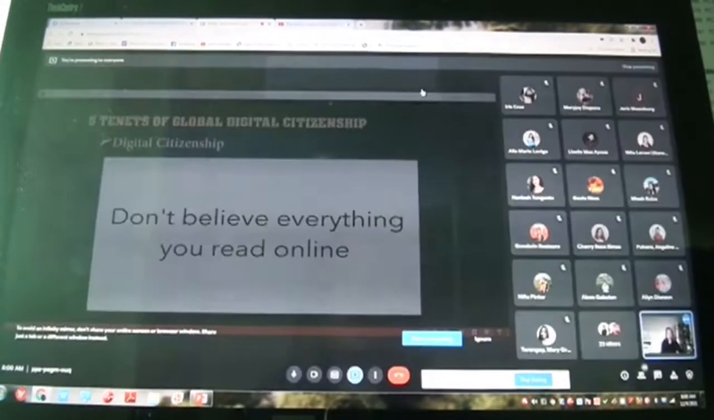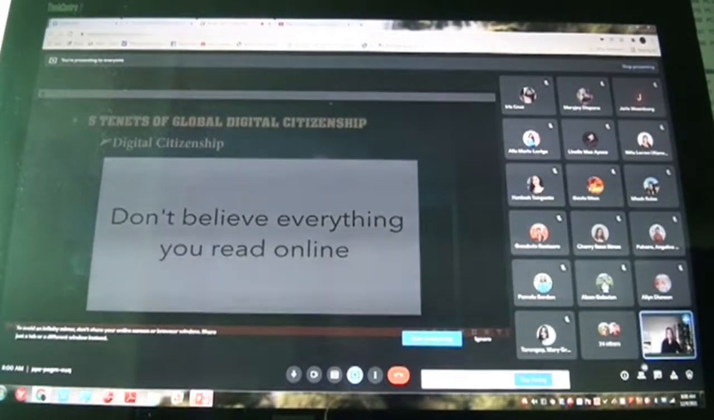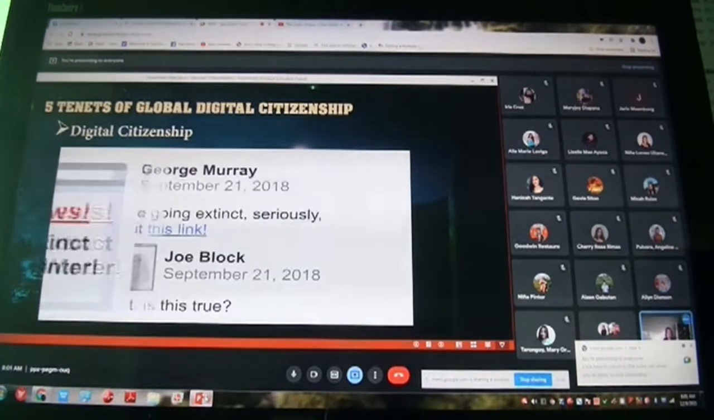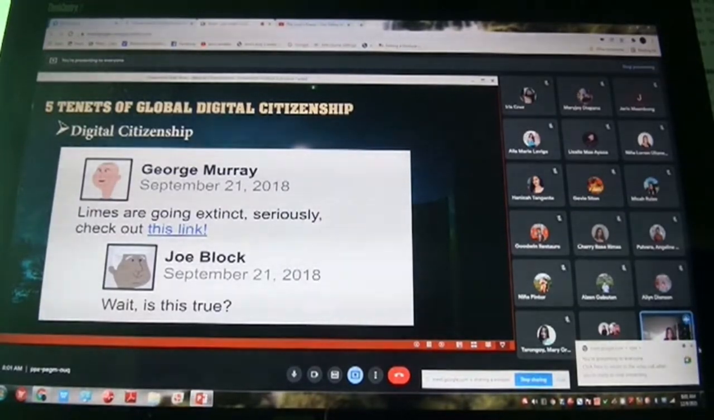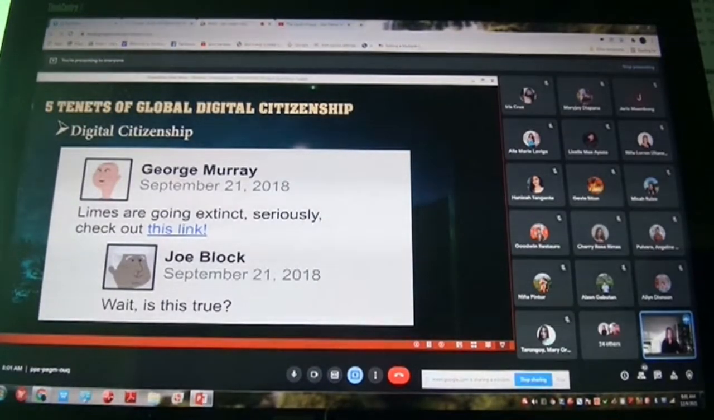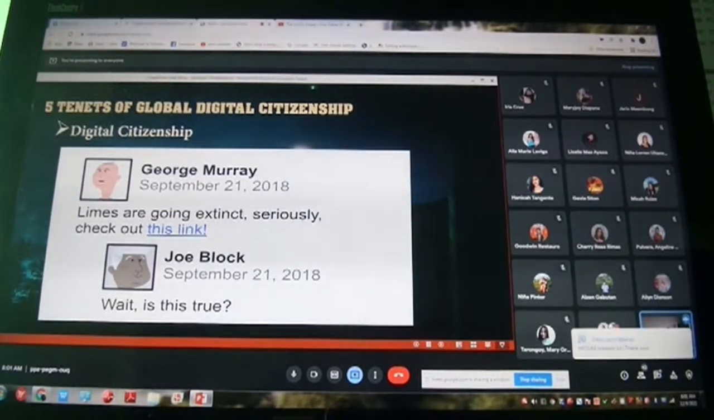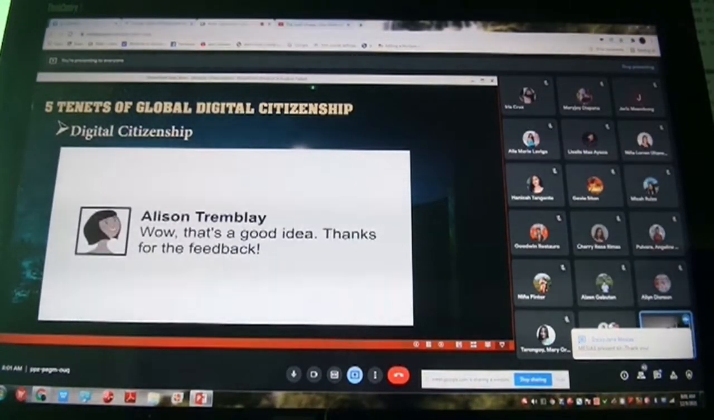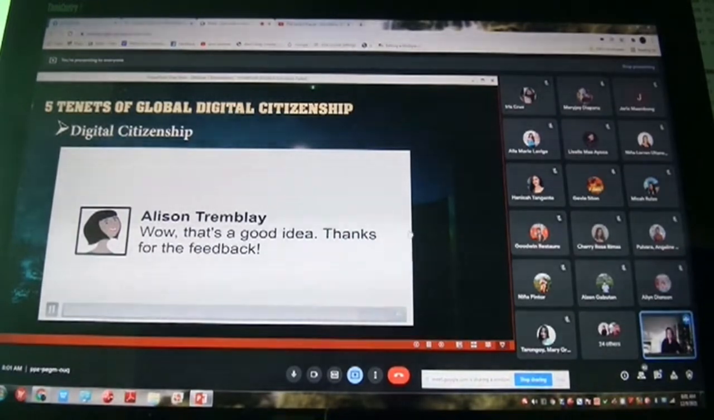Finally, don't believe everything you read online. Always take the time to investigate claims and confirm their reliability, especially if they seem extraordinary. That also means you shouldn't share unconfirmed info on social media, or else you could be spreading misinformation. Essentially, being a good digital citizen means you're respectful and safe wherever you go online.